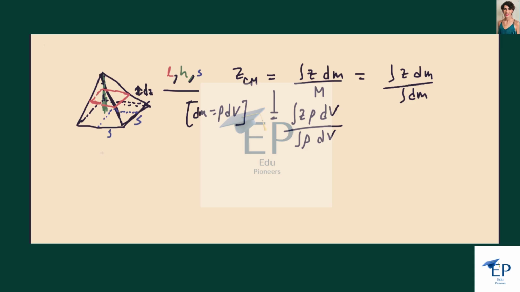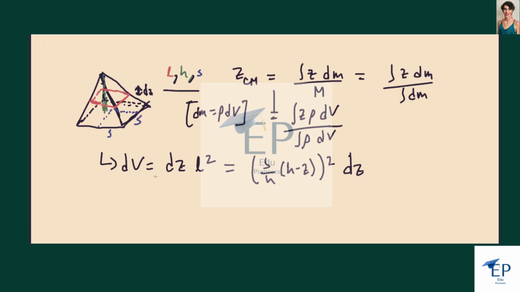Okay. Next, we find out what dv is. So dv for an infinitesimal volume element will be height dz times the area, which will be L squared. That's the whole point of using L here. And so L from the diagram is actually S over H times the quantity H minus Z. And so we square that and multiply that by dz. So that's your dv.